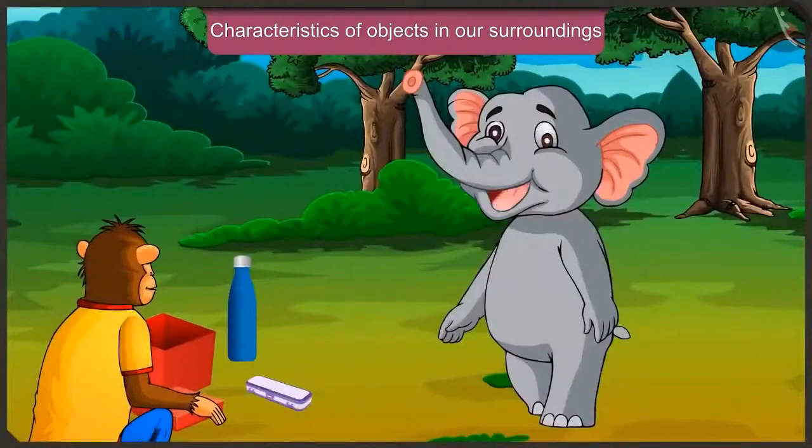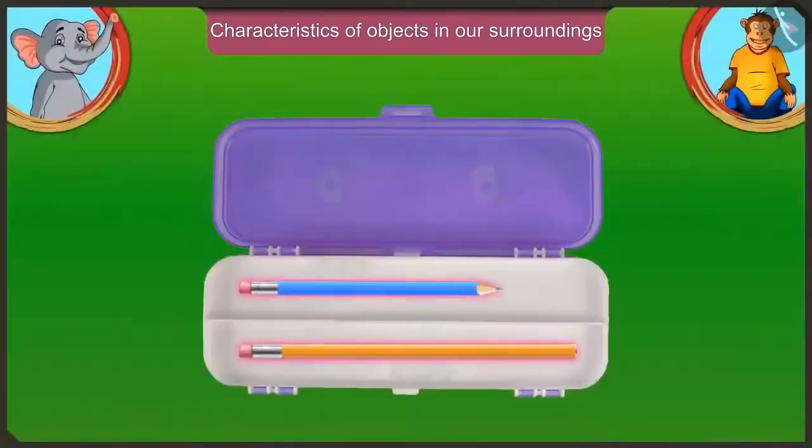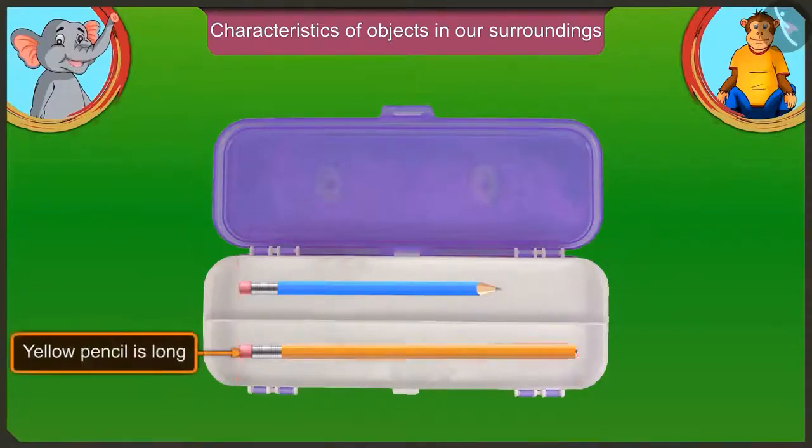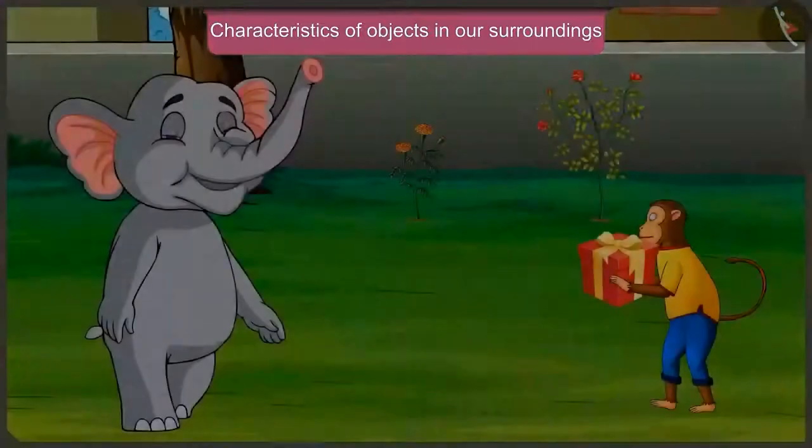What is there in this pencil box? There are two pencils in the pencil box. Look, Jaggu. In this pencil box, the yellow pencil is longer than the blue pencil. Yes, this means that the blue pencil is small. Yes, the yellow pencil is long and the blue pencil is short.